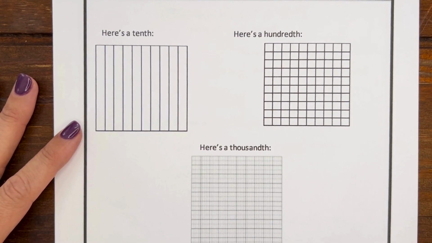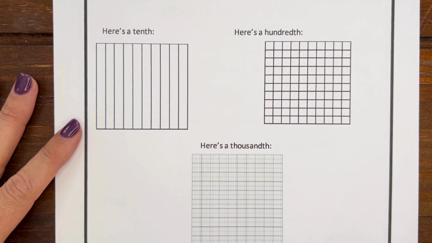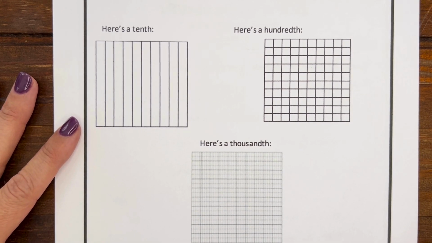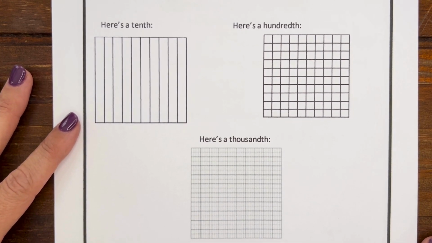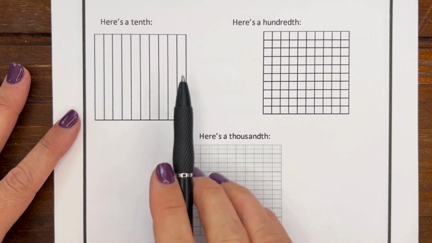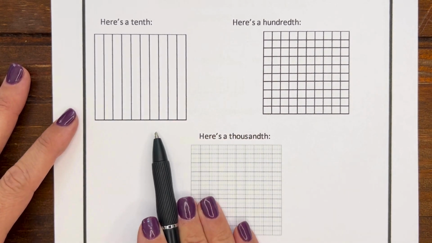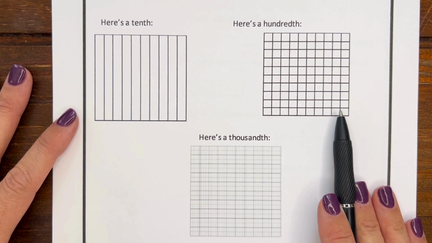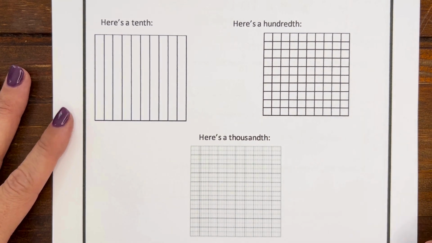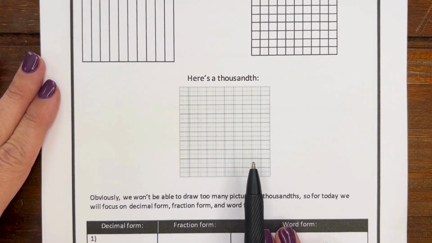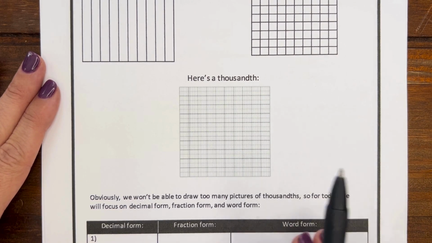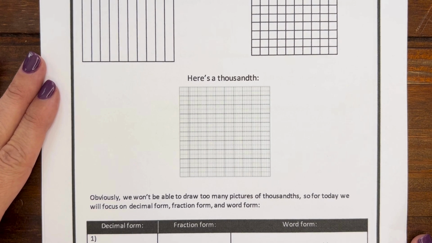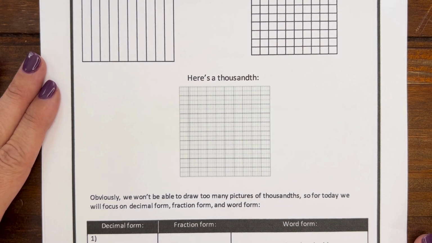Okay, now that we have a common language for how we read these numbers, we're gonna dive in a little deeper to what they mean. I want you to remember what these look like when we model them. A tenth is 1 whole broken into 10 parts. So here's what a tenth looks like. A hundredth is 1 whole broken into 100 parts. And if we get even smaller, a thousandth is 1 whole broken into 1,000 parts. So as you can see, the smaller we get, the more difficult this becomes to model.